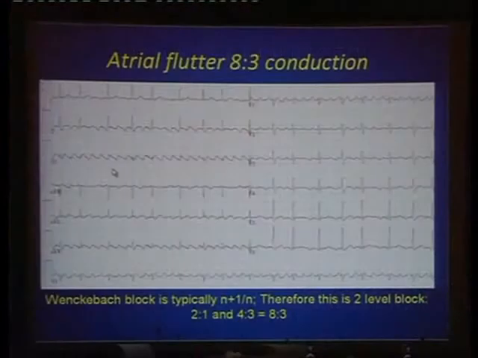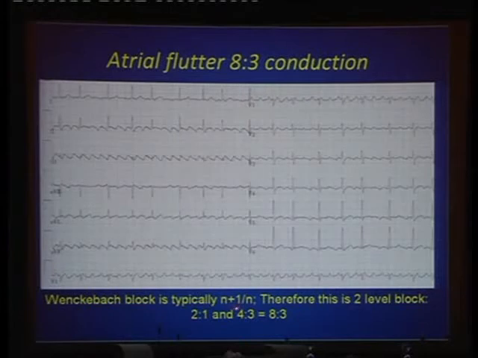why is that? And then we think, well, Wenckebach is typically n plus 1 to n. So if you have 3 outputs, 1, 2, 3, pause, 1, 2, 3, pause, it would generally be 4 inputs to 3 outputs. That's a typical Wenckebach sequence. But here we have 8. So we've identified bi-level block, 2-to-1, 4-to-3. 2-to-1, 4-to-3 gives you 8-to-3.